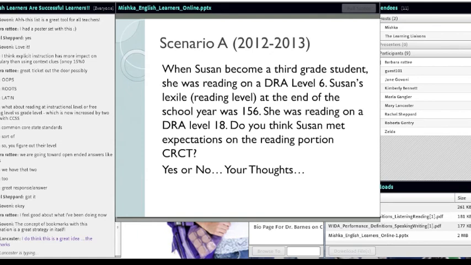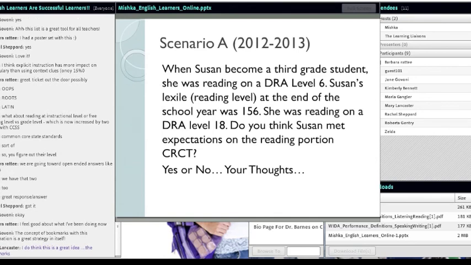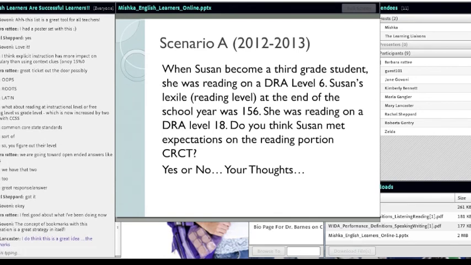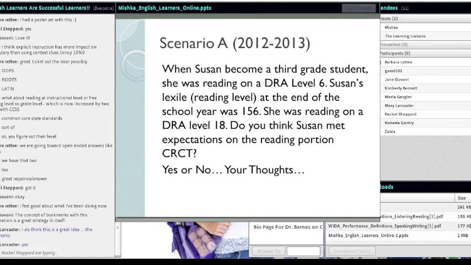Do you think Susan met expectations on the reading portion of the CRCT? And the CRCT is just our standardized test. Please give me your thoughts on that. Do you think she met expectations? And why do you say, I see Mary, why do you think she met expectations? Why do you think she passed our CRCT?